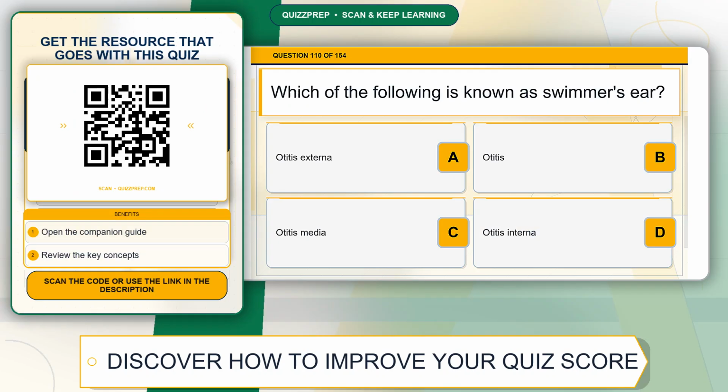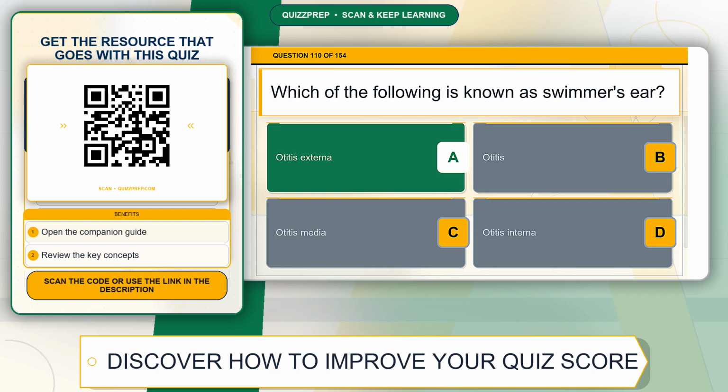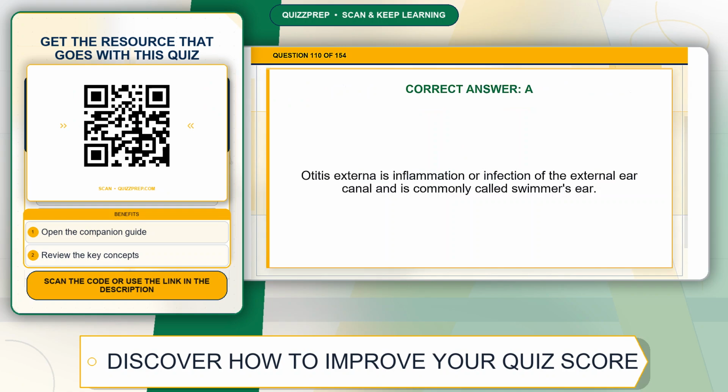Question 110. Which of the following is known as swimmer's ear? Option A, otitis externa. Option B, otitis. Option C, otitis media. Option D, otitis interna. The correct answer is option A, otitis externa. Explanation. Otitis externa is inflammation or infection of the external ear canal and is commonly called swimmer's ear.